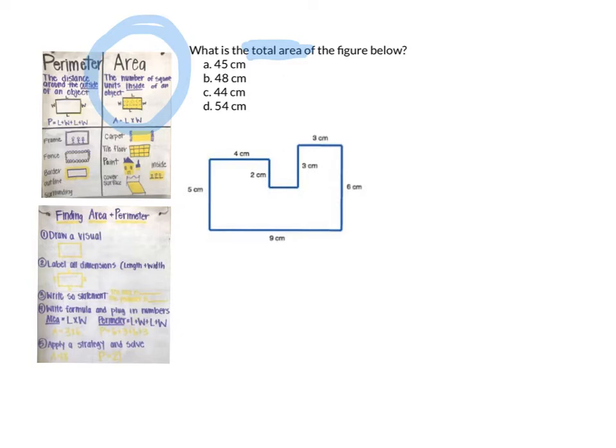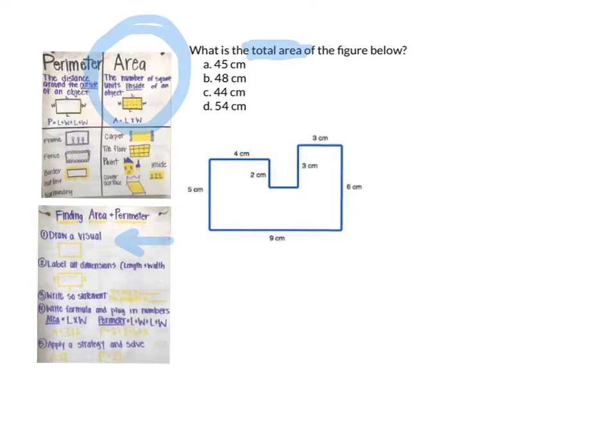So I look at my steps to solve. Step 1 tells me to draw a visual. I have my picture drawn already for me, so go ahead and pause this video. Take a second to draw the figure that you see on your screen. Okay, so we've got another irregular shape.